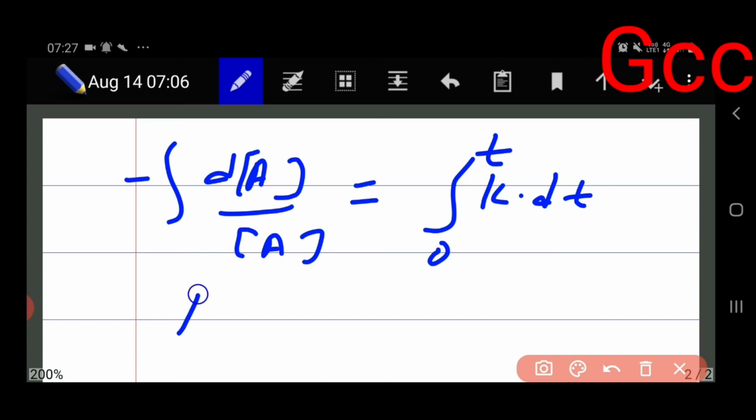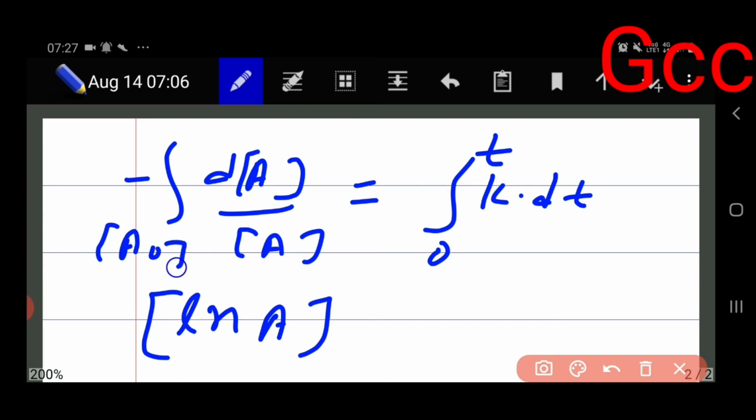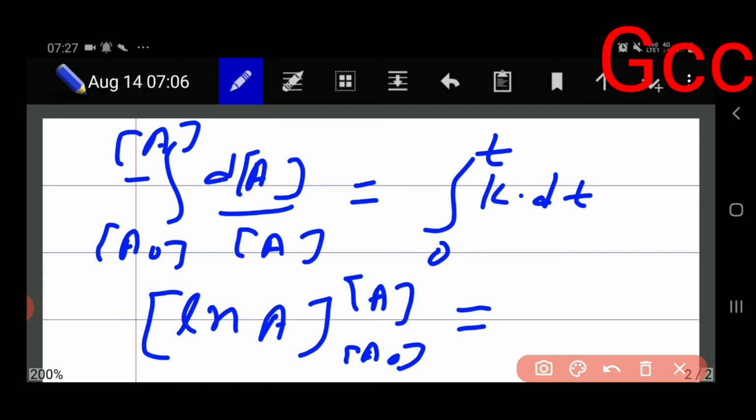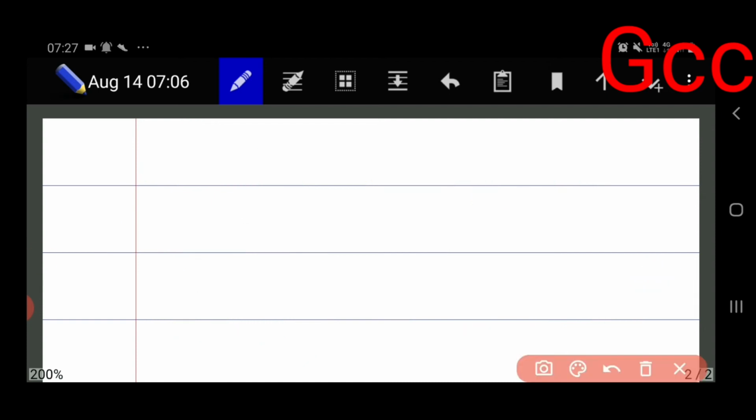This one will become natural log of A, and we have to mention the limits over there also. What were they? A naught and A. So here also you can write A naught to A, and that will be equal to k into t, from 0 to t. Is that clear? After that it's very easy.